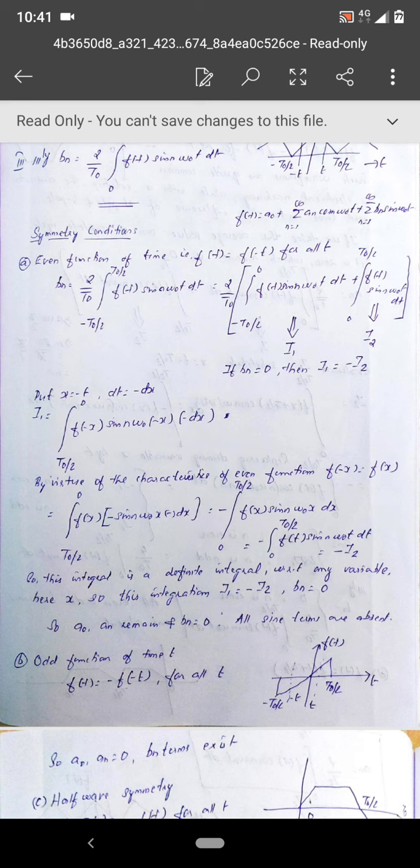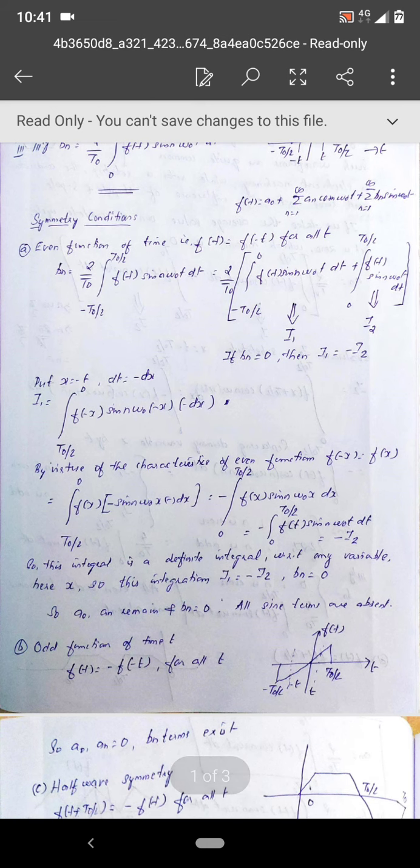The remaining terms will follow, that is I1, and the second term will be the integration from 0 to T0 by 2, with the remaining terms as is, f of t sine n omega naught t dt. So the first integration from minus T0 by 2 to 0 I take as I1, and the second integration from 0 to T0 by 2 I take as I2. So it is enough to prove that for Bn to be 0, I1 should be equal to minus I2.